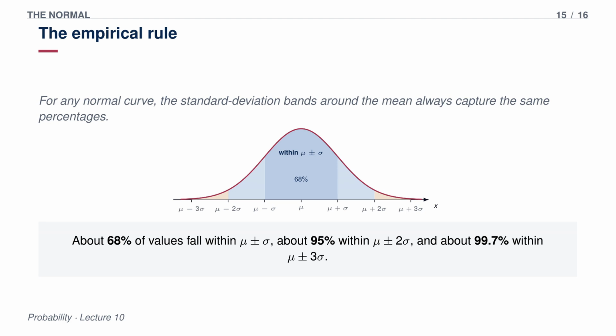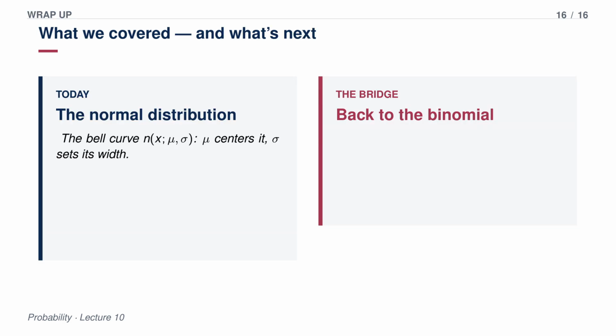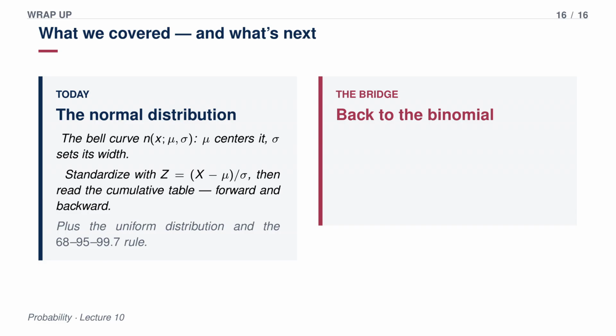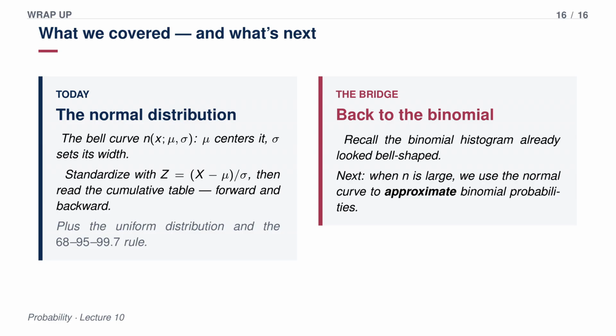Let's pull it together. The headline is the bell curve, N of x, mu, sigma. Mu centers it, sigma sets its width. To find any probability, standardize with z equals x minus mu over sigma. Then read the cumulative table, forward to get areas, backward to get cutoffs, plus the uniform distribution and the 68, 95, 99.7 rule. And here's the thread into next time.